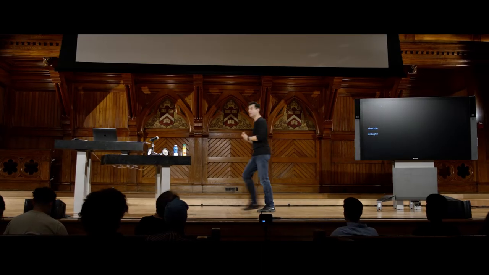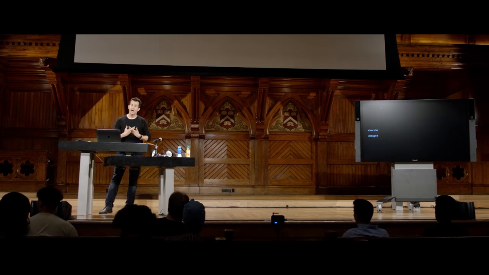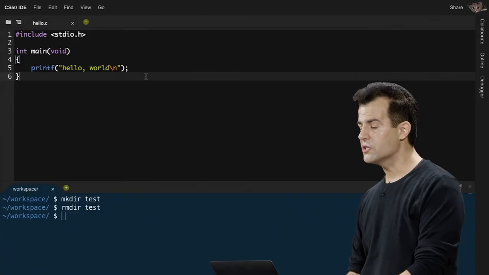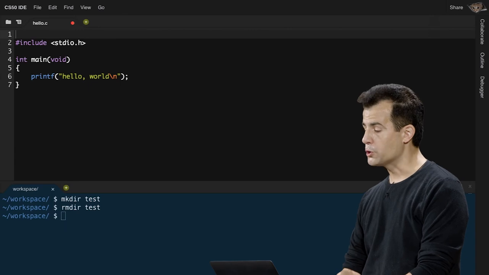Check50 is a command from the staff that checks the correctness of your code, just like Style50 checks the style of your code. And in fact, if I go back over to my IDE, let's try to use this for the first time by making the same version of hello that you did perhaps for your first problem set.